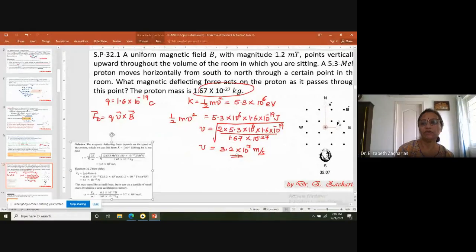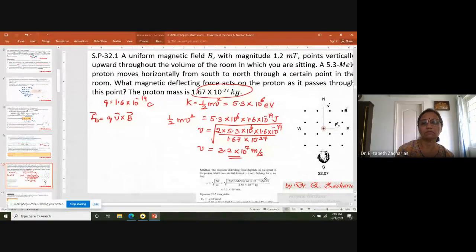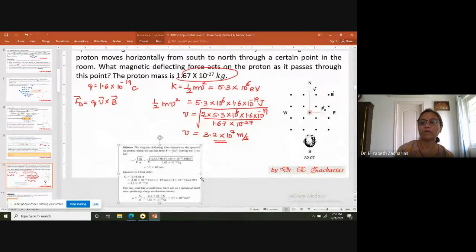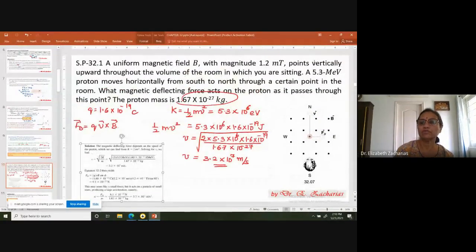Okay, next what we do is, we'll keep it here. Or before that, let me see. Before that, so I got the velocity. The energy of the charged particle, the proton, was given to me. From the energy, we have now found the velocity.